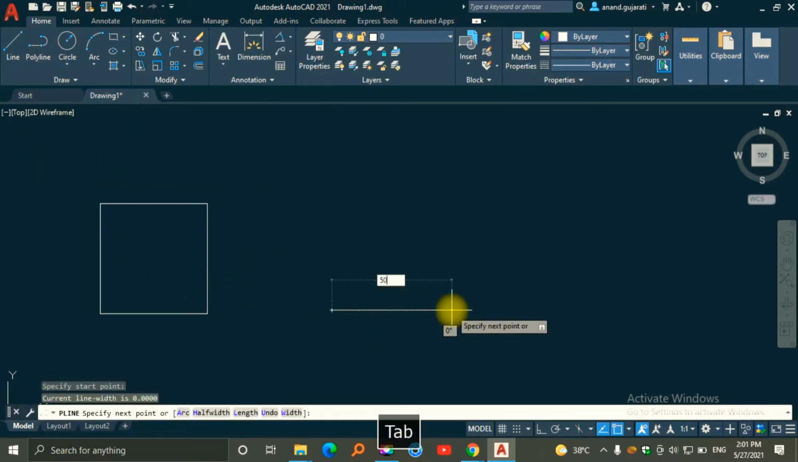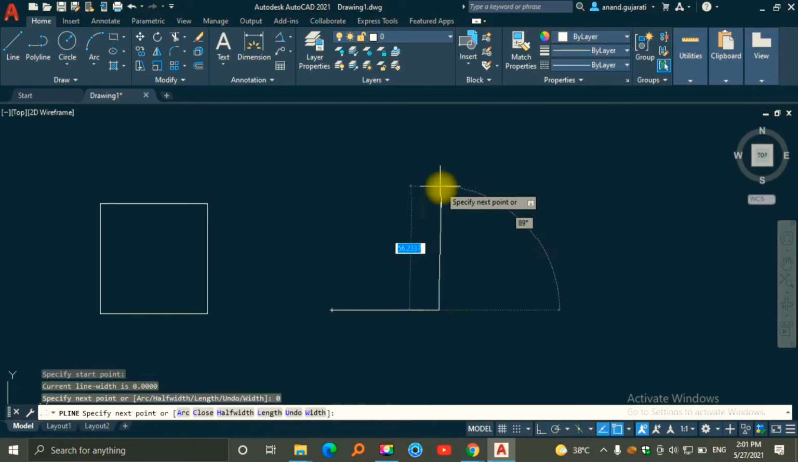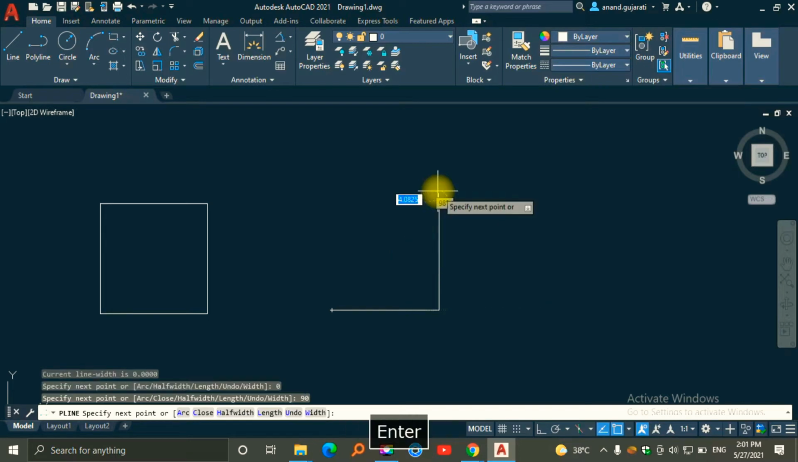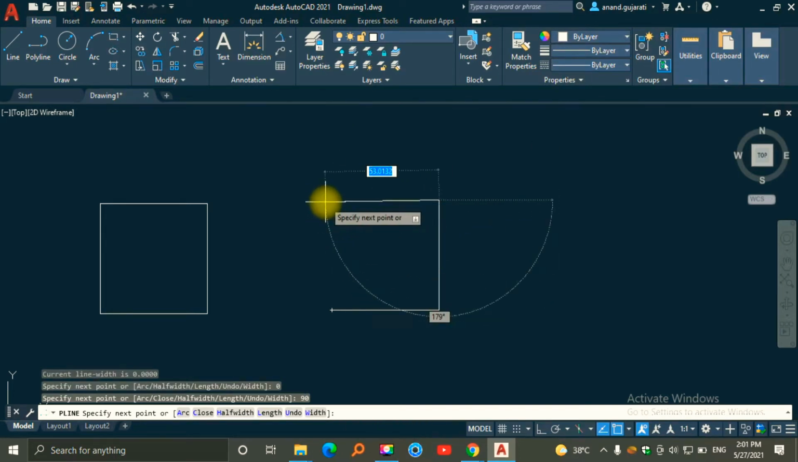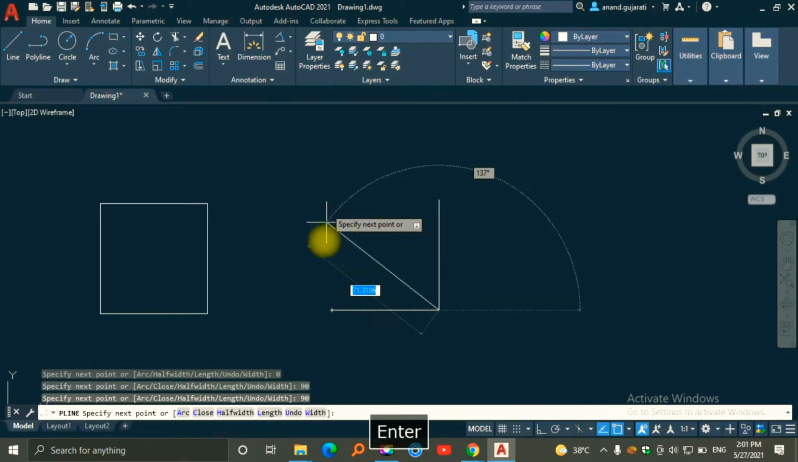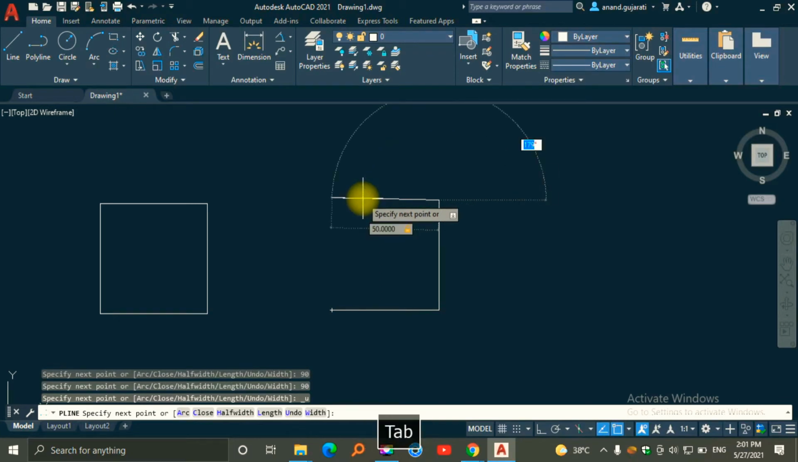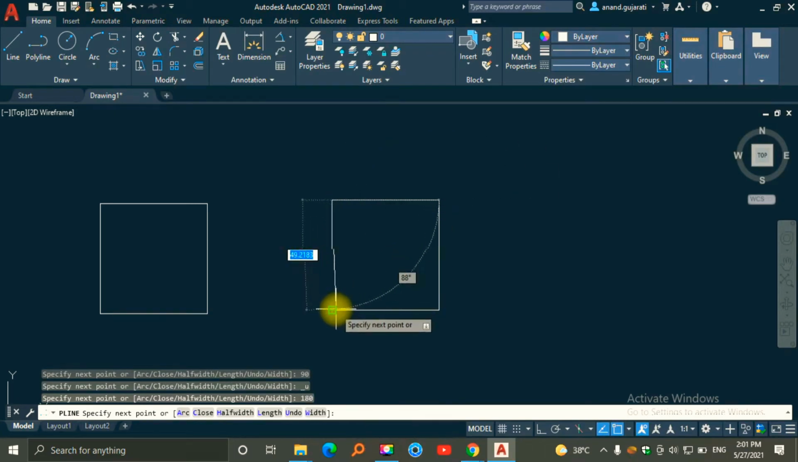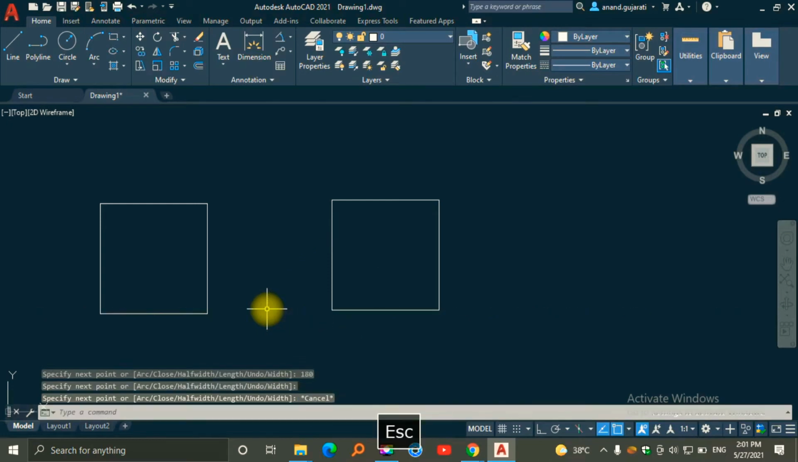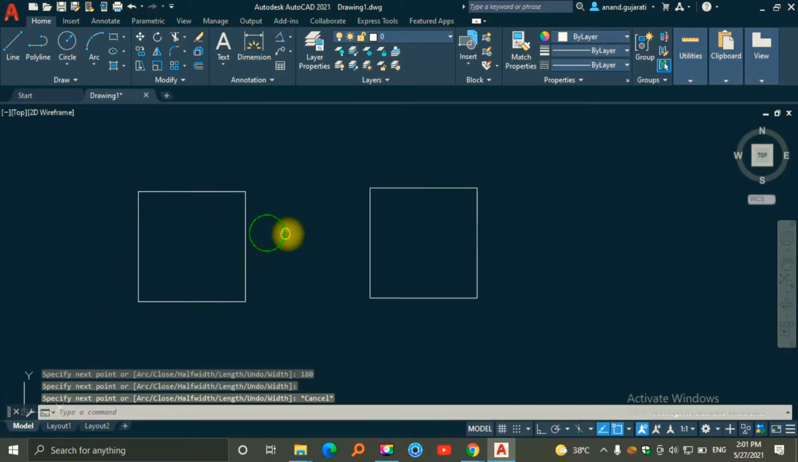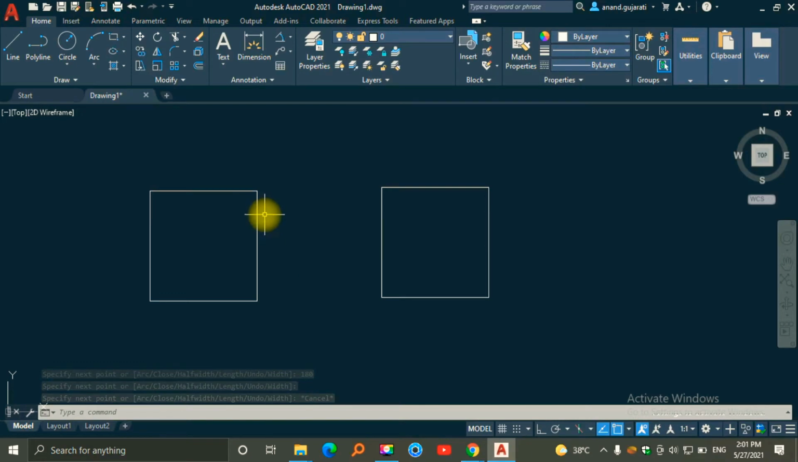It is the same method: you can specify the length as well as the angle by pressing the tab key. 50, 0, 180, and then go back to the origin. As you can see, I drew two squares. The left one is by using the line command and the right one is by using the polyline command.